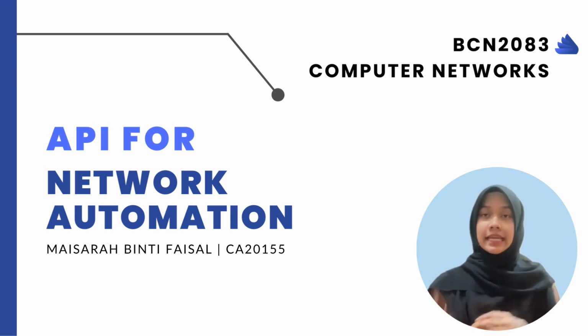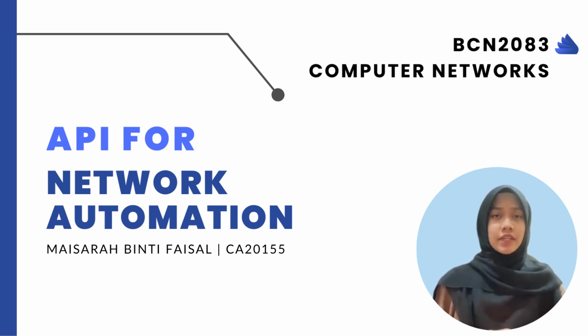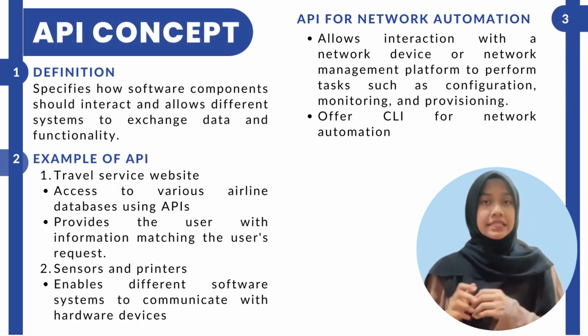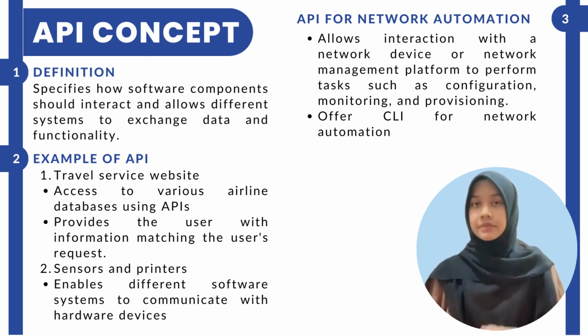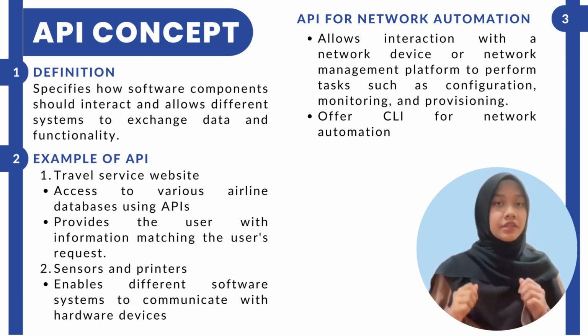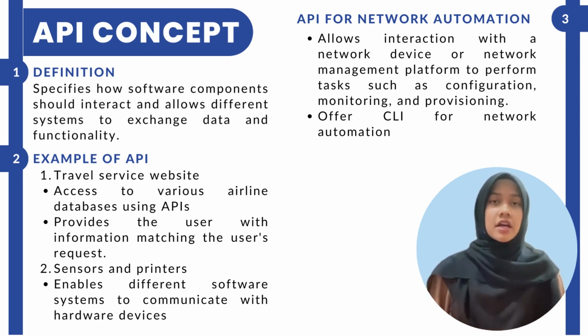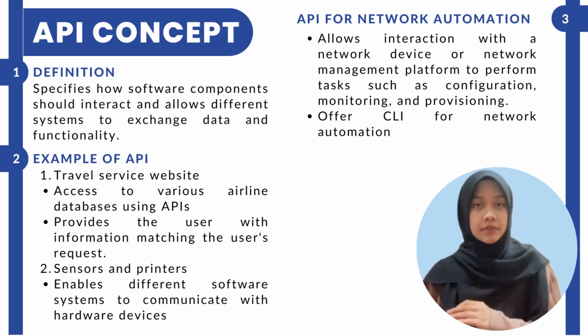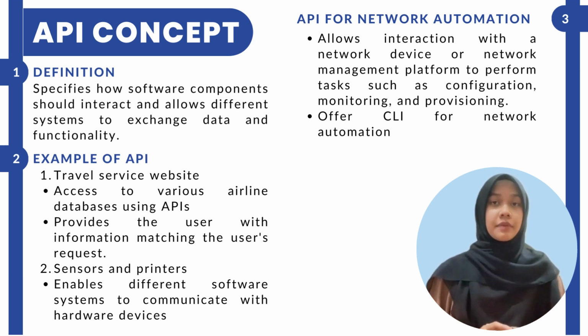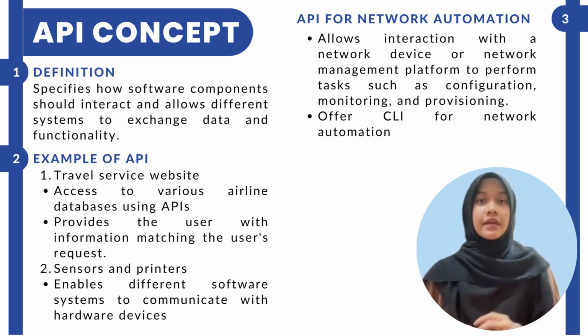My ID is CA20155. For this video, I'm going to present about API for Network Automation. API stands for Application Programming Interface, specifies how software components should interact and allows different systems to exchange data and functionality. For example, the travel service website interacts with the various airline databases using APIs provided by each airline.